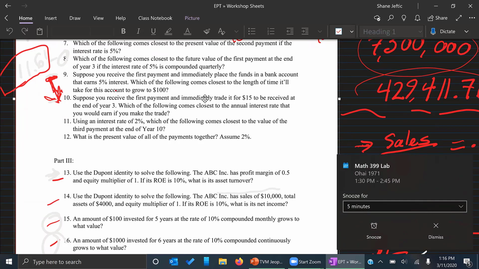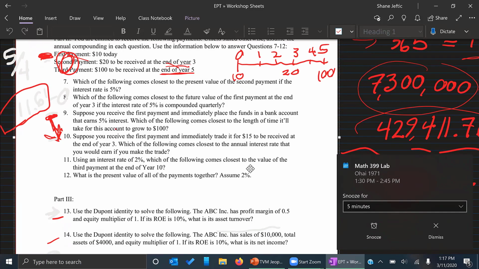You received the $10. They don't usually tell you how you got that $10. When they say you put $10 in a bank account, they don't tell you, oh, you went to work and earned it that day. That is irrelevant information. You just have $10. You're going to pay $10 for this $15 security to mature in 3 years. That's 14%, and that's what it comes out to when you put N is 3.